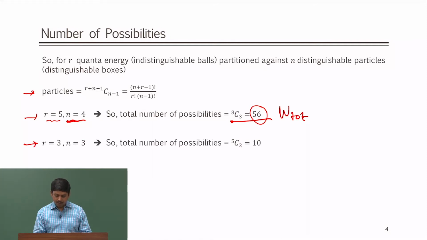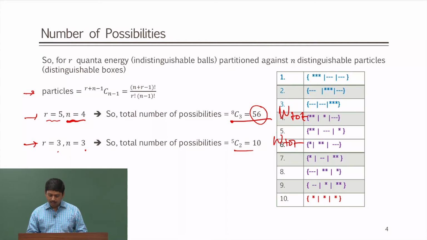Now, if our units of energy is 3, number of particle is 3, then total W dot we are going to get as 10, as we have shown before. And that is again shown in this particular diagram, where 3 indistinguishable particles, i.e. energy, is distributed among 3 distinguishable cells, i.e. particles. And we can see all the 10 for 3 particle and 3 boxes.